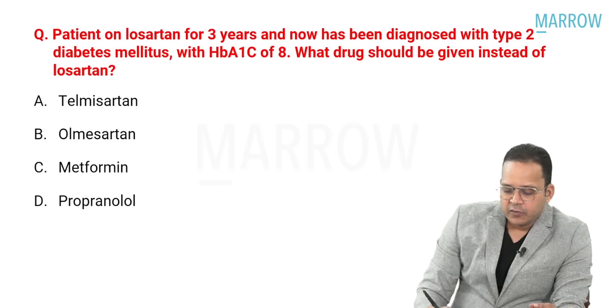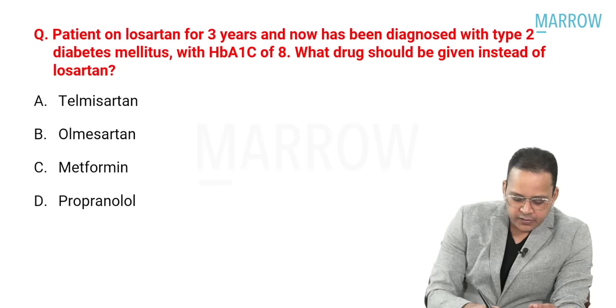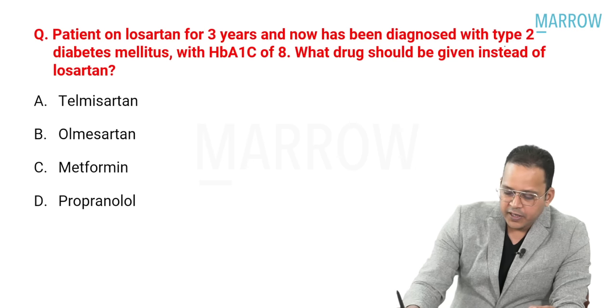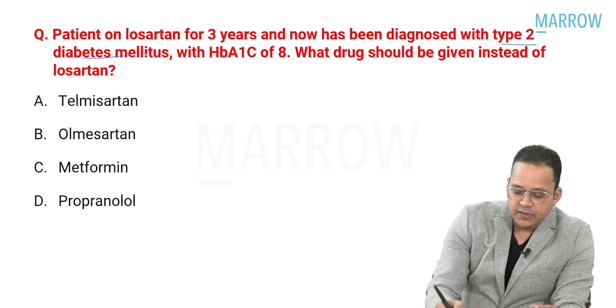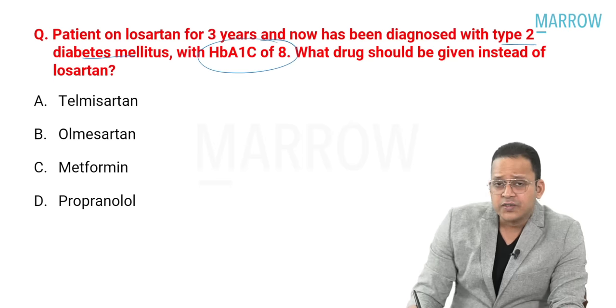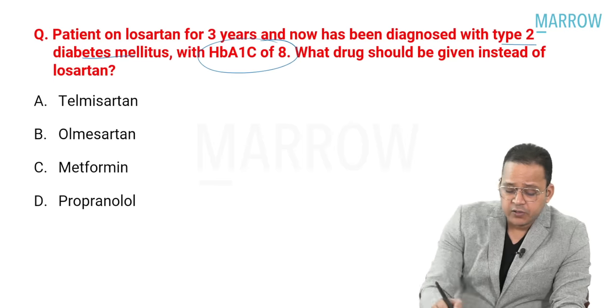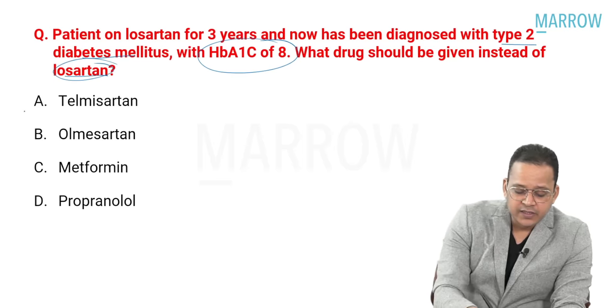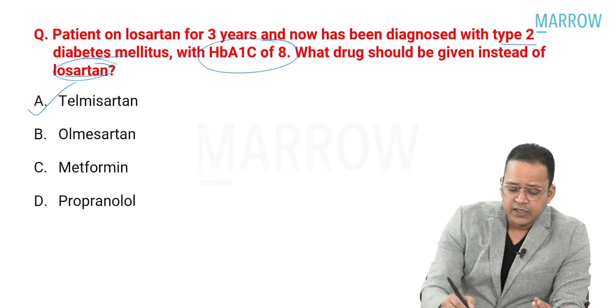A patient on losartan for 3 years has now been diagnosed with type 2 diabetes mellitus. HbA1c is 8. So there is glucose intolerance. He's moving towards diabetes mellitus. What drug should be given instead of losartan? Now here the answer is telmisartan. This is something I've discussed.